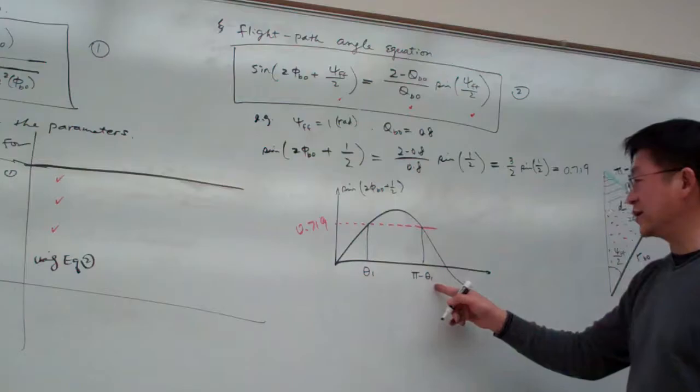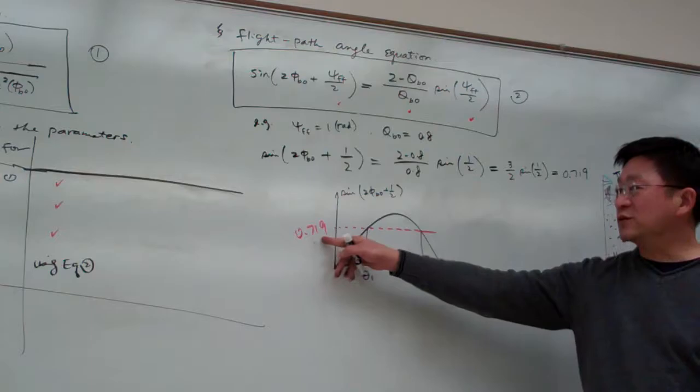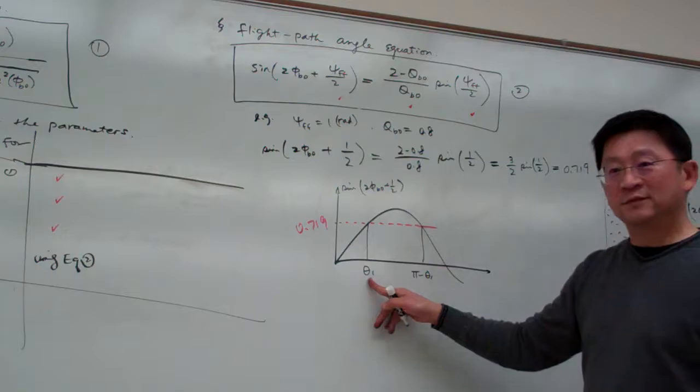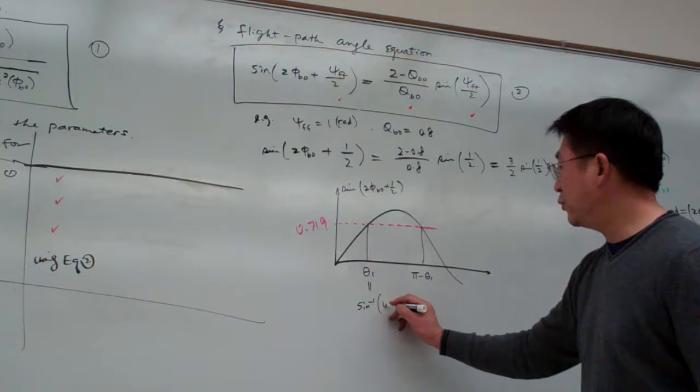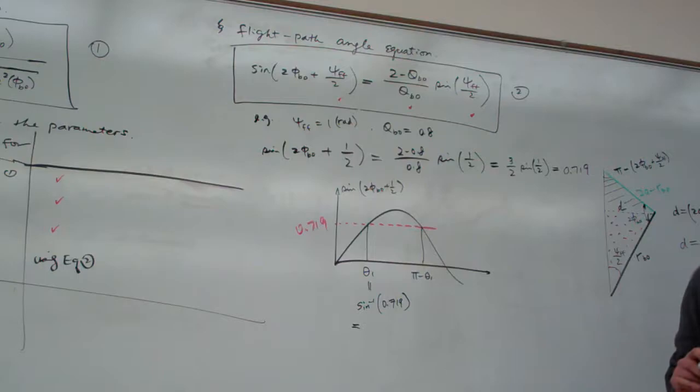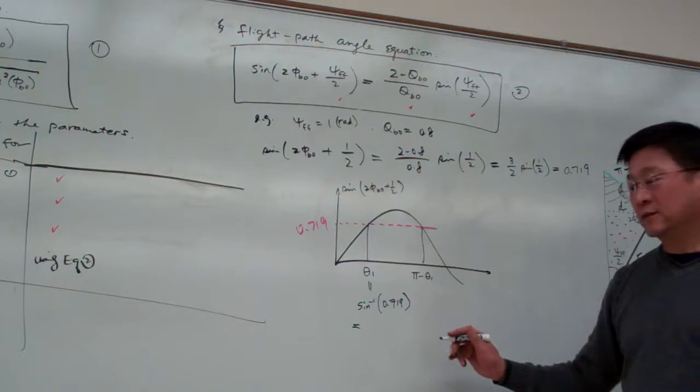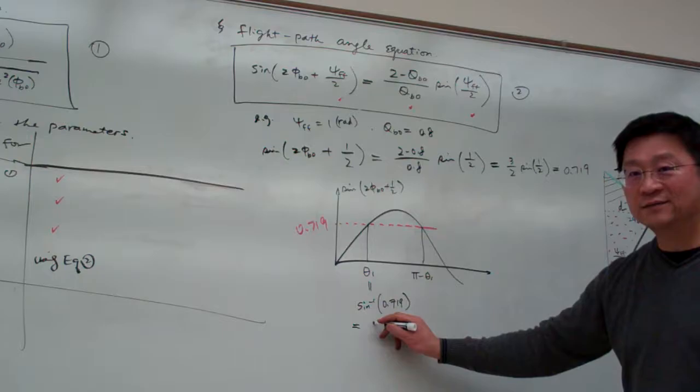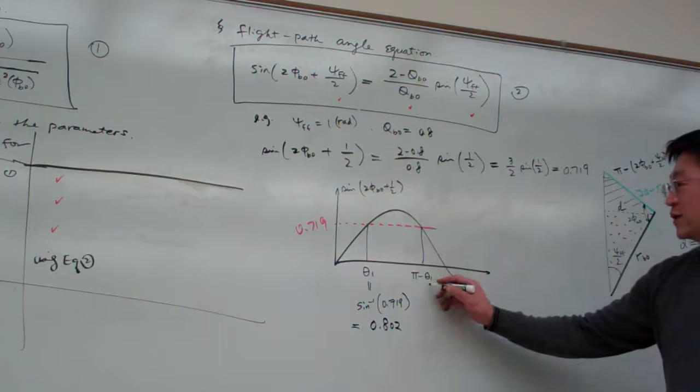And if you take the arc sine of 0.719, that will be this number. Can anyone punch it for us? How much is this one? That is the arc sine of 0.719. That should be given in either degree or radian, and 0.719 is a radian. 0.802. Okay. So in this way, this one will be equal to this number, theta 2.